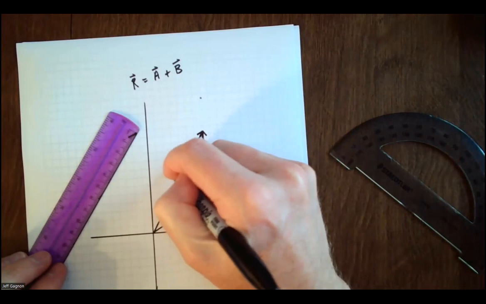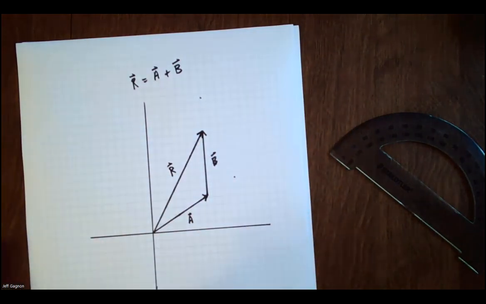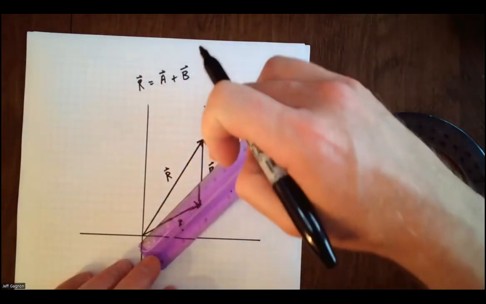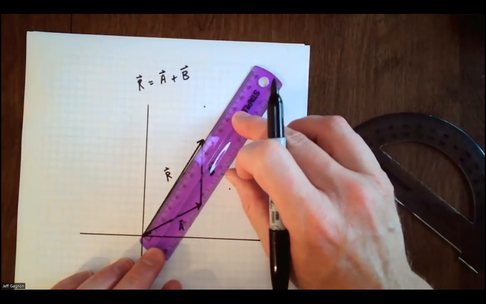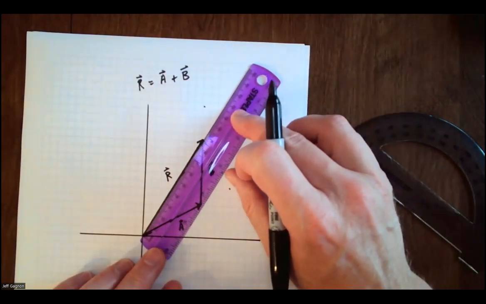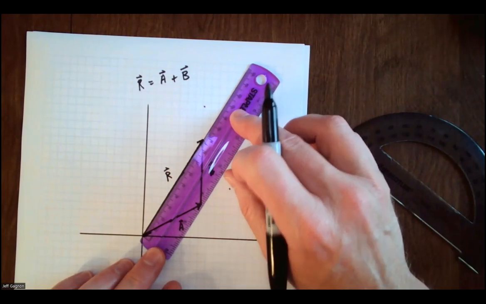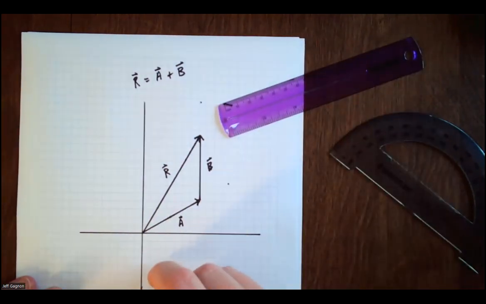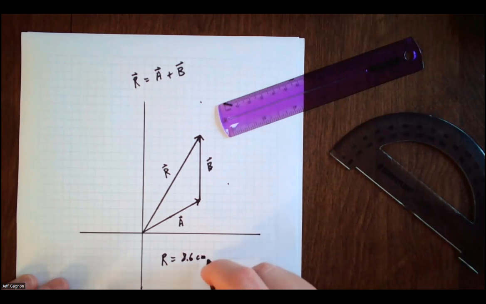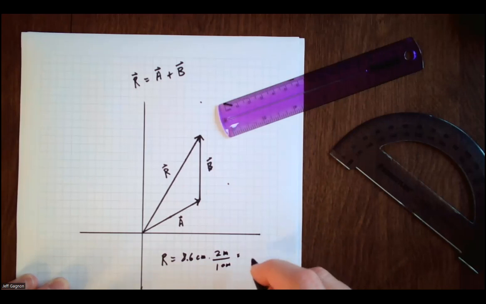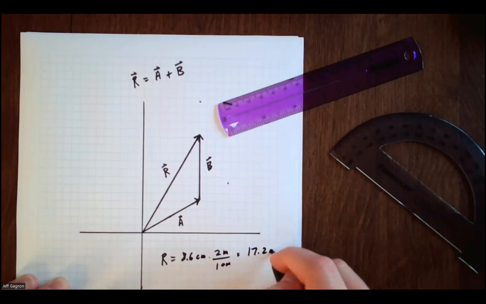And this is R. So to get the magnitude of that, I'm going to measure this. Again, it's hard to read this on here, but it looks like it's around 8.6. So R is around 8.6 centimeters. And if I convert back to meters, right, the real world units, remember it was 2 meters is 1 centimeter. So that'll be 17.2 meters.